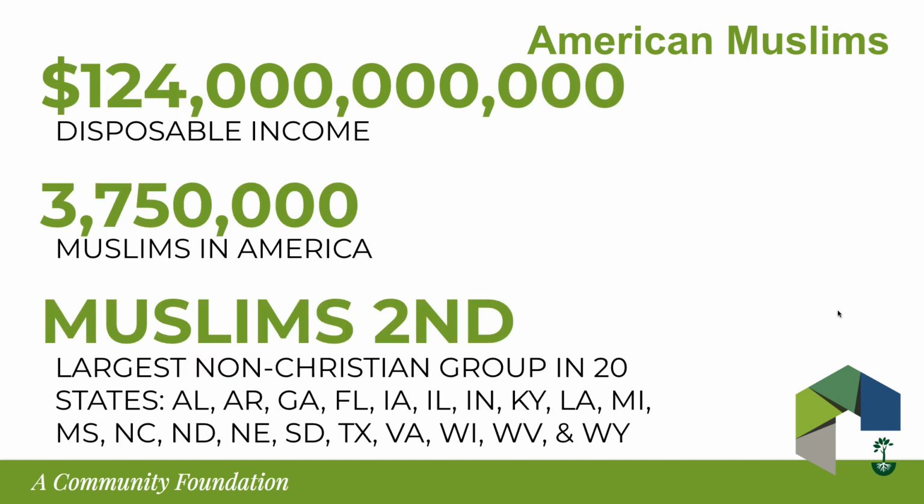So, wrapping up with who American Muslims are, there was a study done by Dinar Standard several years ago that said that the American Muslim community has $124 billion of disposable income, and that the same Pew Research study said that there were about 3.5 million Muslims in America as well, and the Muslims are the largest non-Christian group in 20 states across the country. So I find that really fascinating.